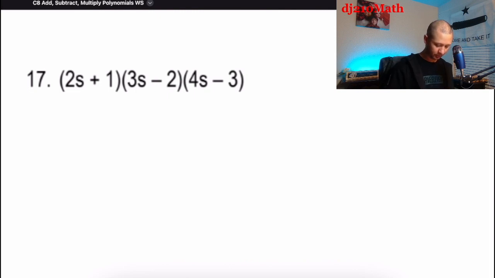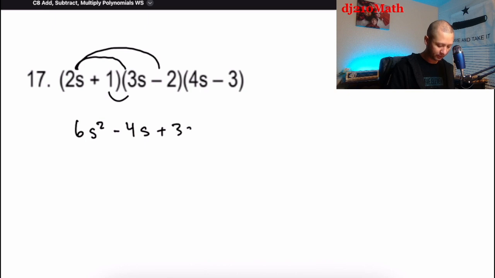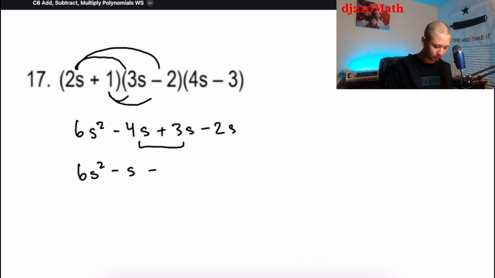Okay. Getting the first two. So 6s squared, negative 4s, plus 3s, minus 2. Combining the middle two, 6s squared minus s minus. What'd I do? Oh.